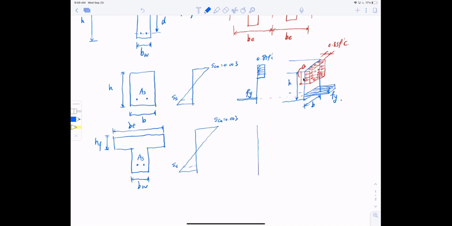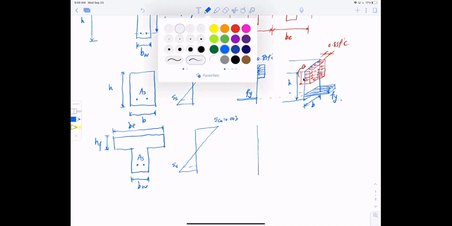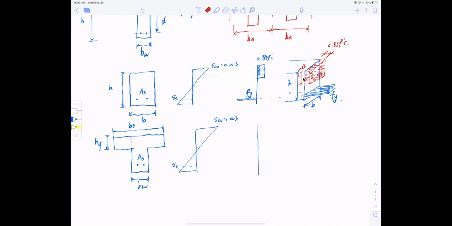Now this is a little bit interesting. Why is that? It's because I have flange now, right? So naturally, you see that my stress distribution is a little bit more complex. So I have actually two regions right now. There are two possible scenarios, right?